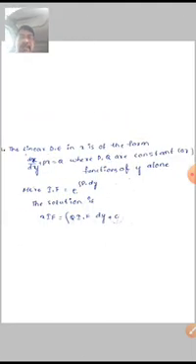Here is the linear differential equation in x in the form of dx by dy plus P of y into x is equal to Q of y, where P and Q are functions of y alone or constants. Now its integrating factor is e power integral of P of y dy. The solution is x into integrating factor is equal to integral of Q of y into integrating factor dy plus c.